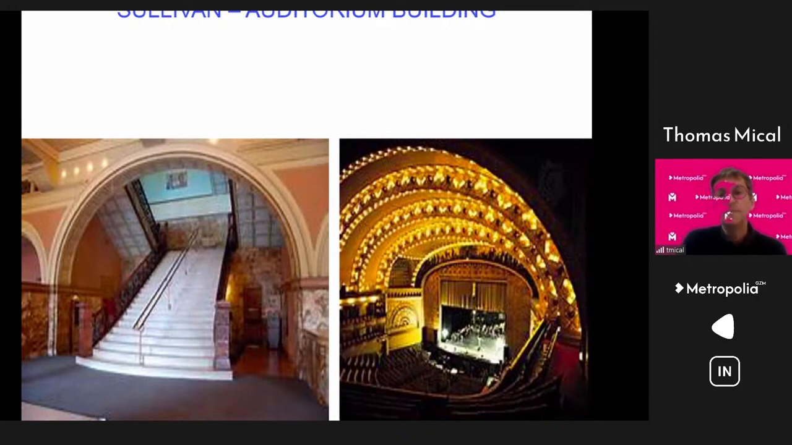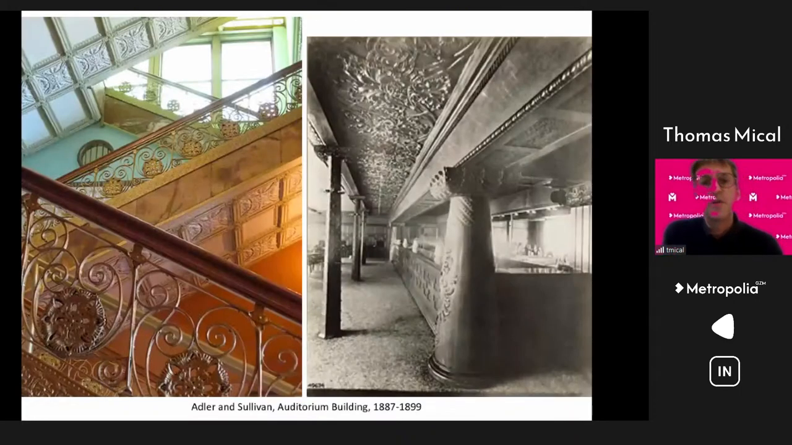machine-generated forms. For example, if you look at some of the detailing here, everything from punched metal to structural steel to some of the load-bearing components of the building, look for example at the intricateness of the balustrades and rails on the stairs, understanding that they are now mass produced.